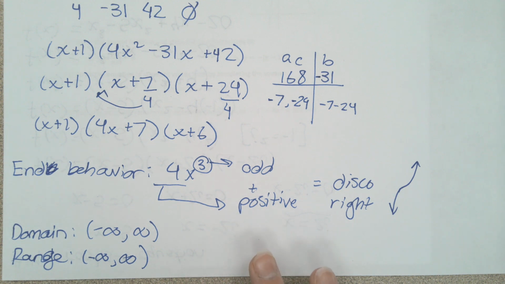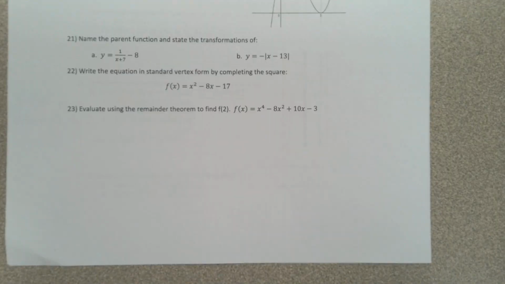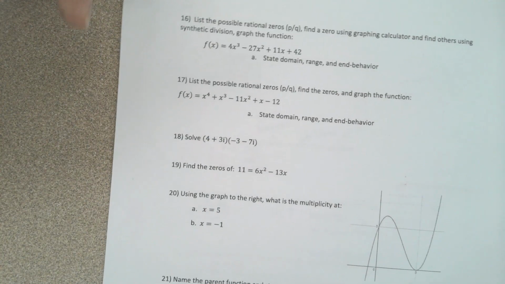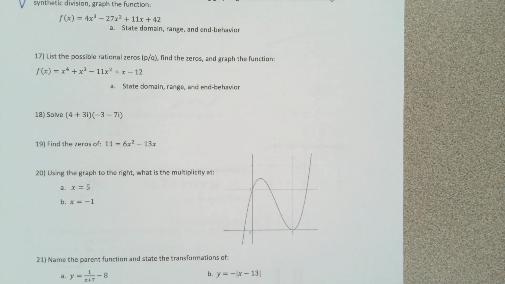Okay. I'm looking at the key I'm provided, and there's no graph here, so I'm not going to bother graphing it, because I really don't feel like graphing this one, to be completely honest. Okay. 16 is done. 17, basically repeat that process.